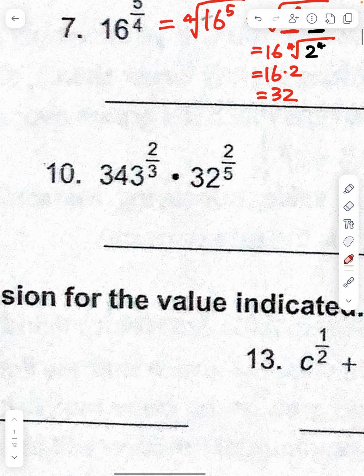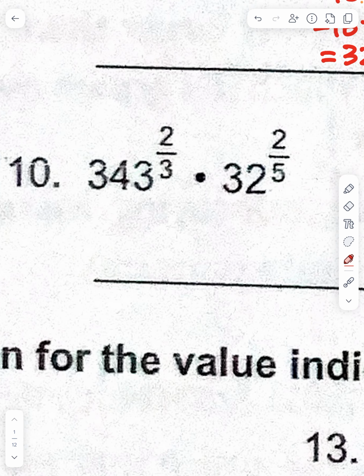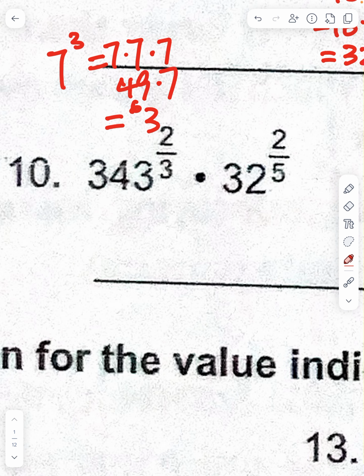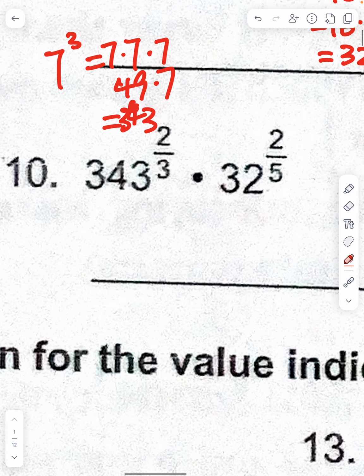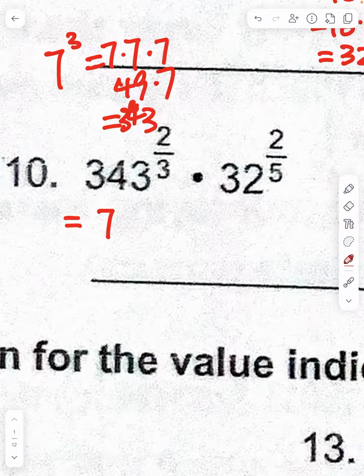Number 10. Whoa, number 10, I need a calculator. 343. I believe it's 7 cubed, right? 7 cubed. 7 times 7 is 49. 49 times another 7. Yeah. Okay. So I can change 343. We can do another way. I'm going to show you another way. I can change it to 7 raised to the third power.